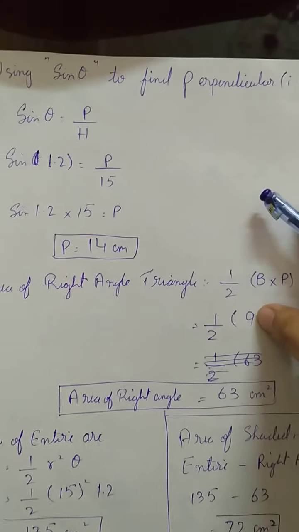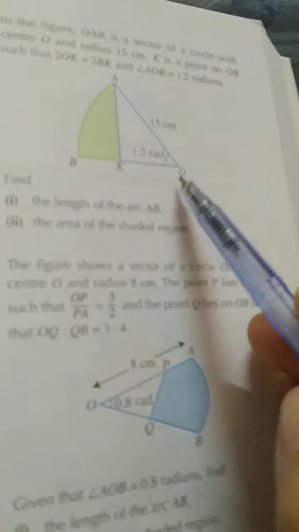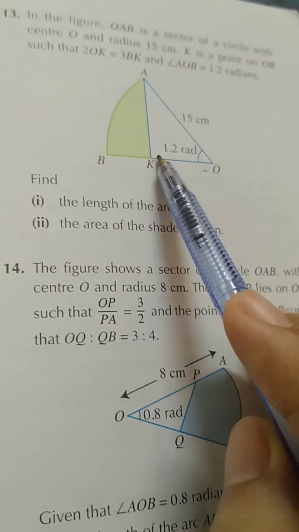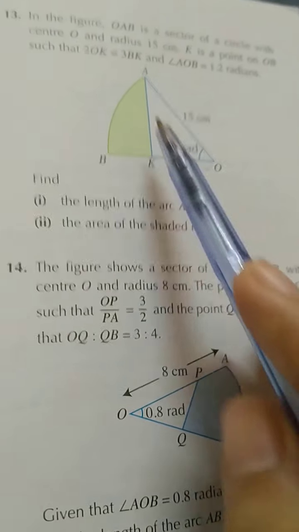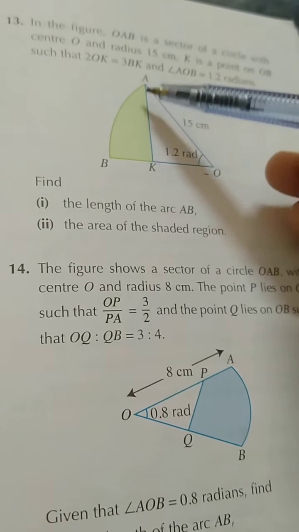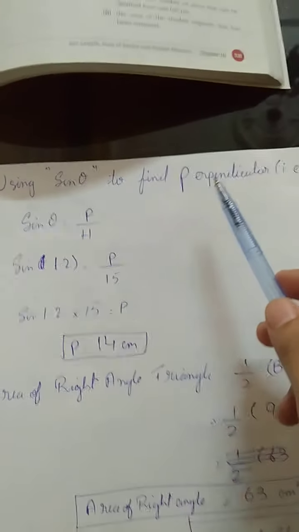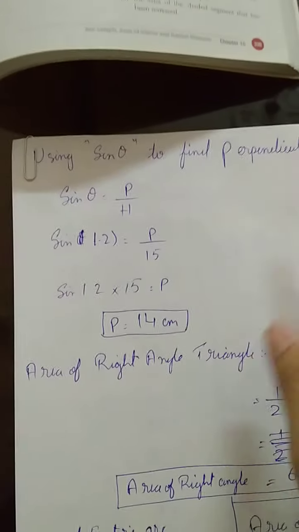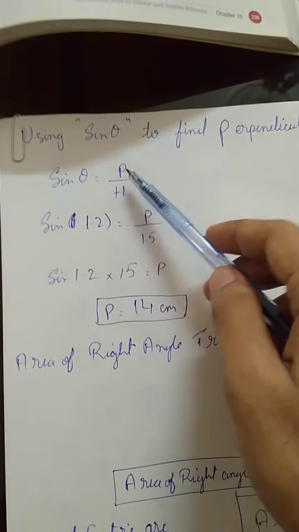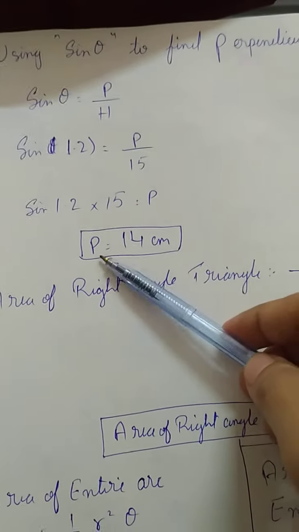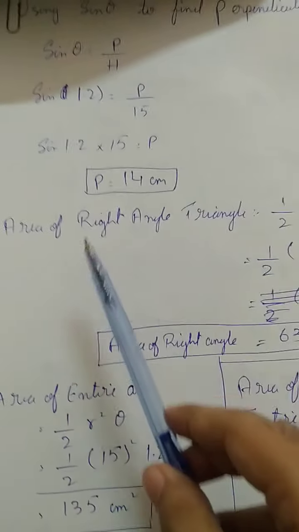Now we have found this side OK, which you can see in the diagram is our base side. The angle is here and the 90-degree angle is made here, so this side is our base. Now in the formula we need the perpendicular as well. To find the perpendicular, the length AK, I am using the formula of sine theta equals perpendicular upon hypotenuse. Perpendicular, as you can see, is this side here, and the hypotenuse is given here as 15 centimeter. So I will put all these values in the formula and I will get the value of the perpendicular, which is 14 centimeter.